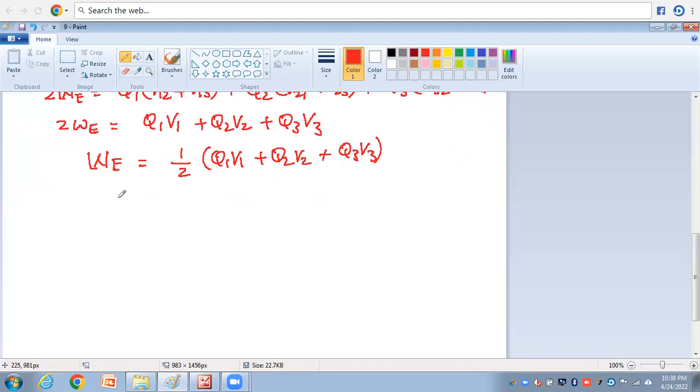Now I will write in the form of sigma, for a better understanding. Now finally, this may be written with the help of sigma: 1 by 2 sigma k equal to 1 to n, qk with respect to vk in joules.